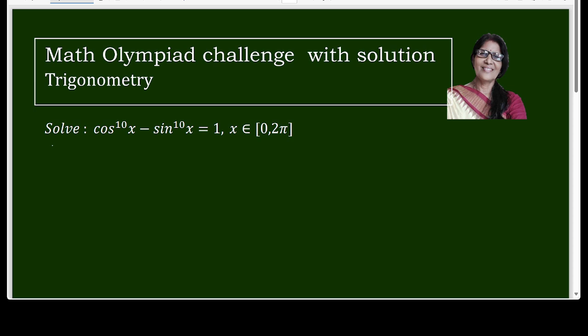You can see a question on the screen. It is a Math Olympiad challenge from trigonometry, and you have to solve the question: cos power 10x minus sine power 10x equals 1, where x belongs to 0 to 2 pi. So I can read this expression as cos power 10x equals 1 plus sine power 10x.